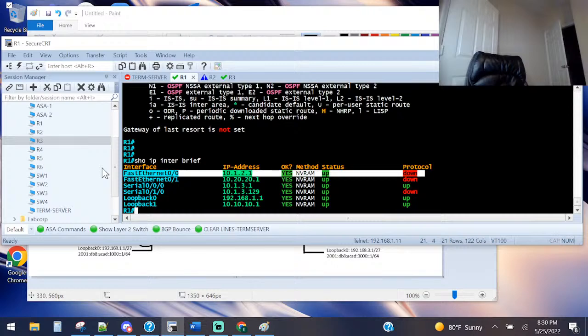Let's see what's going on here. Well, it's plugged up over here. I need to take a look at router 2.